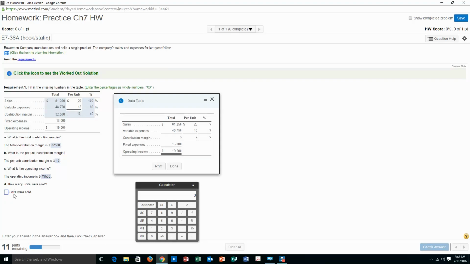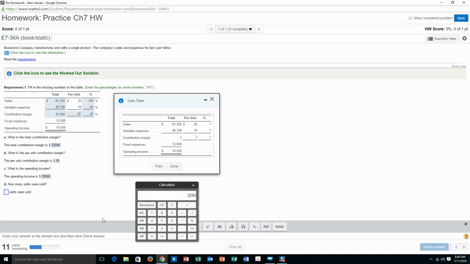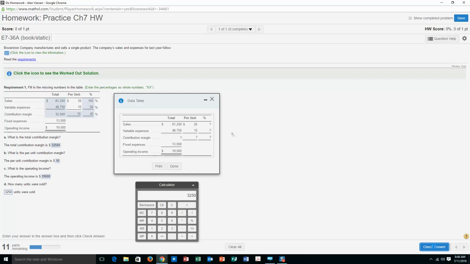How many units were sold? To determine that, I'm going to take my total sales amount, which is 81,250, and divide it by the price per unit, which is $25. And so I did sell 3,250 units.